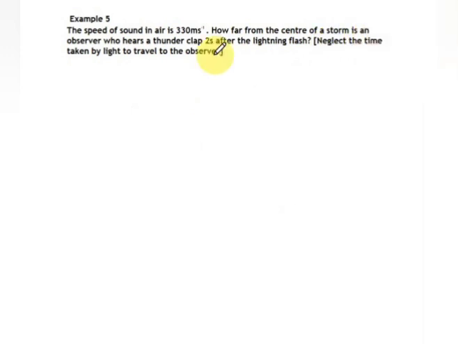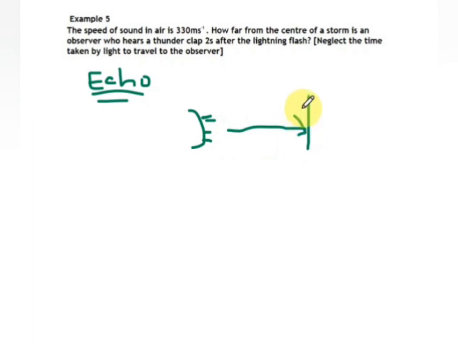Example 5. The speed of sound in air is 330 meters per second. How far from the center of a storm is an observer who hears a thunderclap 2 seconds after the lightning flash? Neglect the time taken by the light to travel. So this question is on echo. Now for an echo, let's say we have a sound source from that point. When it hits the vertical wall, it reflects back, and the distance between the wall, let the distance between the wall be x, then the distance the wave travels back is also s.